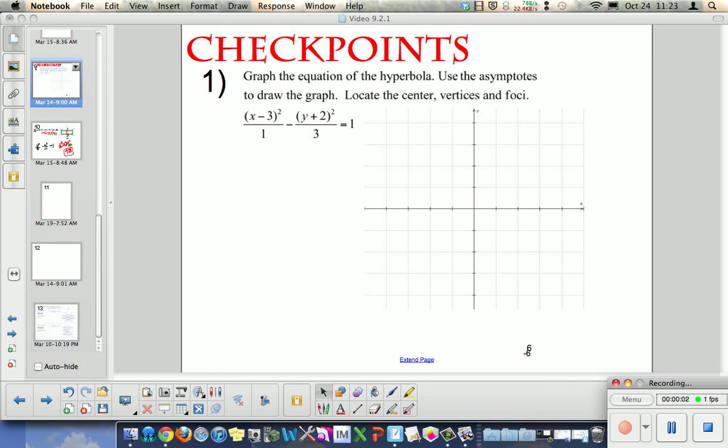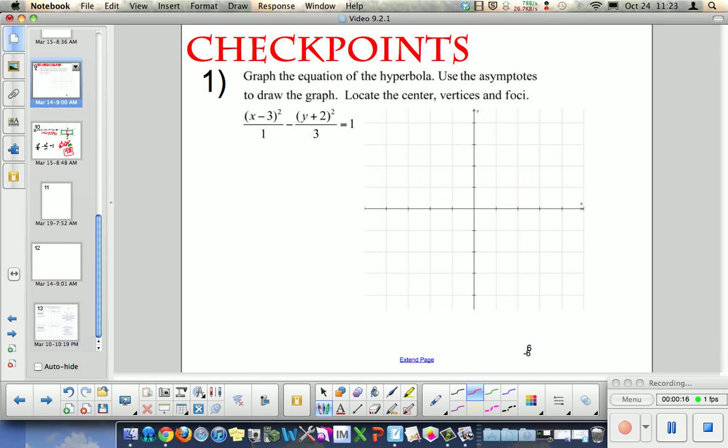This video is going to go over the checkpoints that you did for video 921. So hopefully you noticed the similarities between hyperbolas and, I'm sorry, hyperbolas and ellipses. The center will be at 3, -2. Remember to flip the sign to its opposite. So I'm going to go over to 3, down to -2.